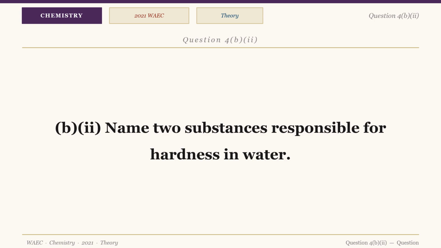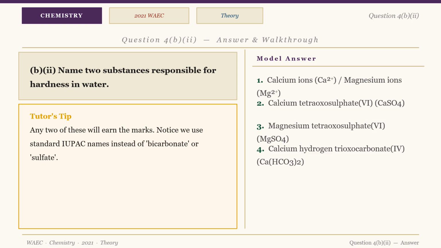BII, name two substances responsible for hardness in water. Now any of these two will earn the marks. Now remember to use IUPAC names. So now here, number one, calcium ions. Yeah, you can pick any out of these four to answer. So calcium ions or magnesium ions.